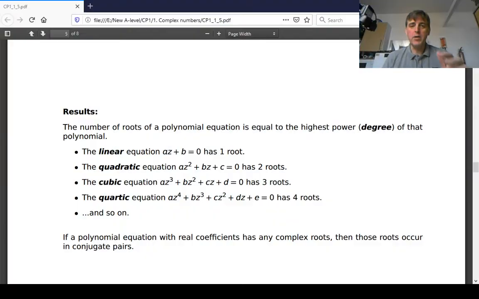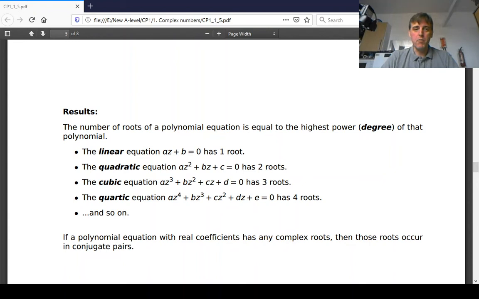And this is quite a useful and important fact. Now I've put a few things on the screen here. One of the things that we notice about the degree, or the highest power, of the polynomial is that the number of roots we get is equal to that degree. So if we have quadratic equations like we did in the previous video, we always had 2 roots. If we have cubic equations like we've looked at so far, we've ended up with 3 roots.